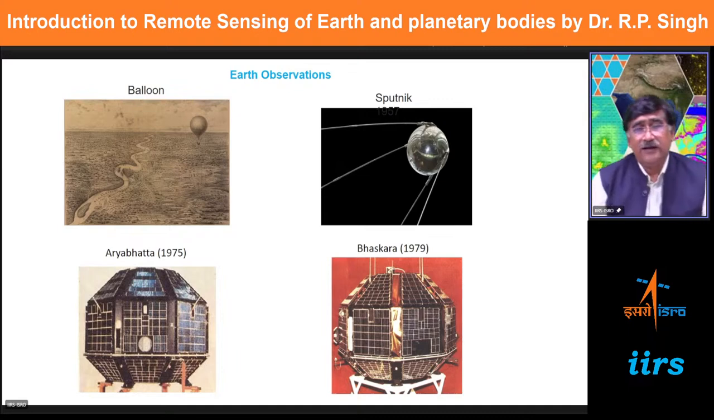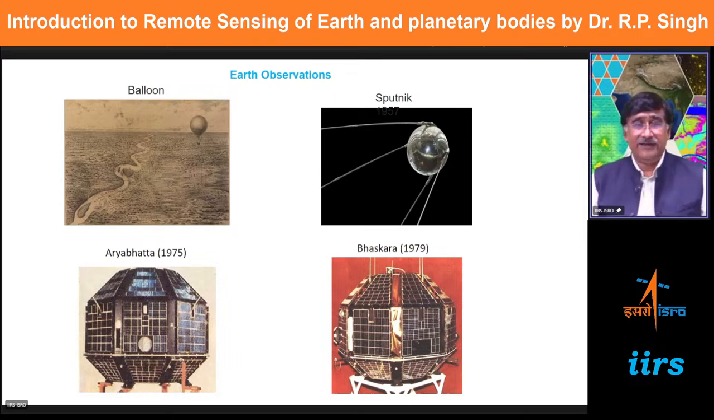Let's go to a bit of history, how it started. Everything in remote sensing started long back when hot air balloons carried instruments, and we started seeing the synoptic picture of the Earth. And there we started making maps and seeing Earth features in a spatial domain.